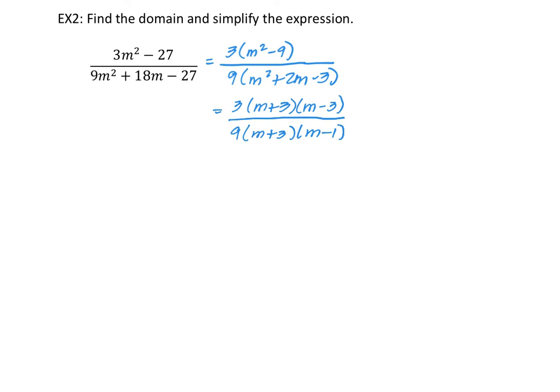So if we look at the denominator, I can see that if m is equal to negative 3 or m is equal to 1, I'm going to have a problem. So m cannot be equal to negative 3. m cannot be equal to 1. Otherwise, the denominator will be 0. And this would be my domain.